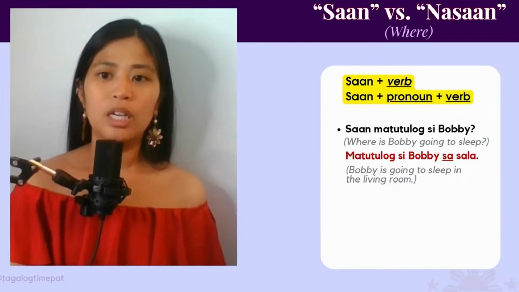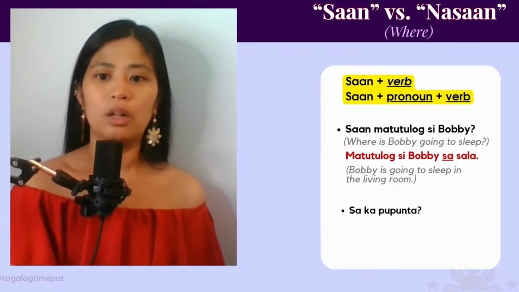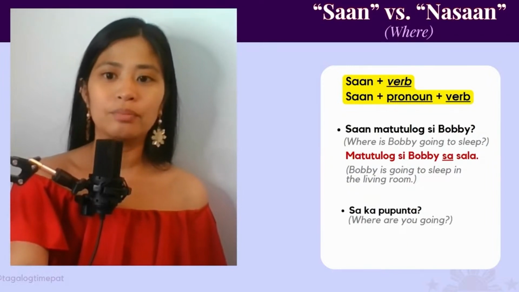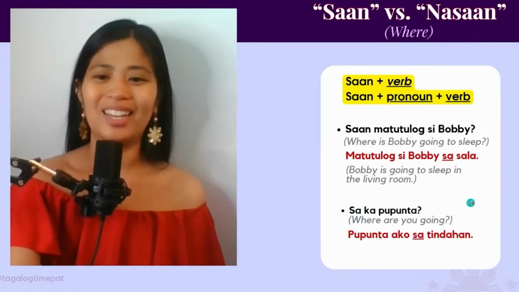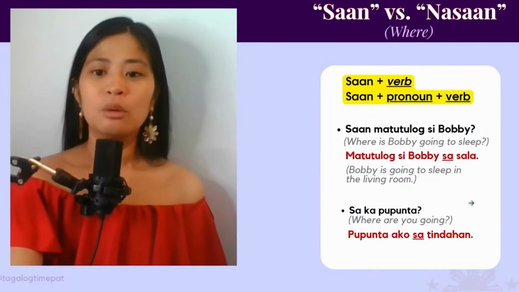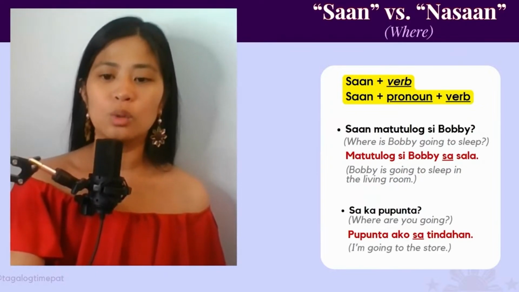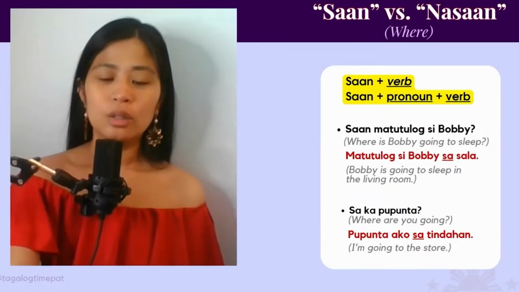Now, you might also hear saan plus a pronoun plus a verb. For example, saan ka pupunta? Where are you going? That should have saan. It just says sa there. Sorry about that. So then the response, pupunta ako sa tindahan. I am going to the store. Pupunta ako sa tindahan. So that's the difference there.